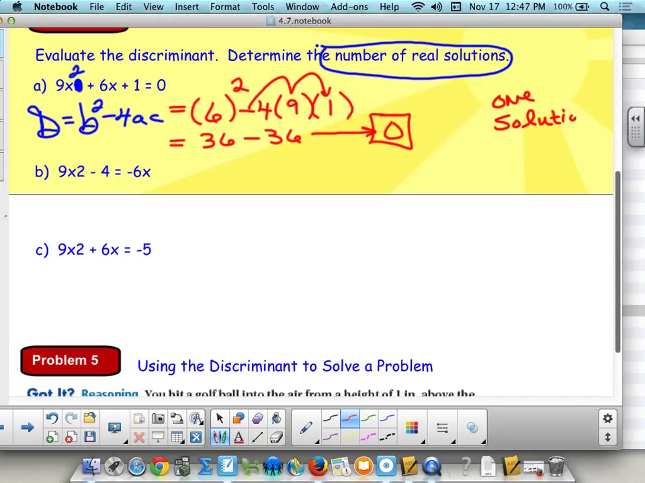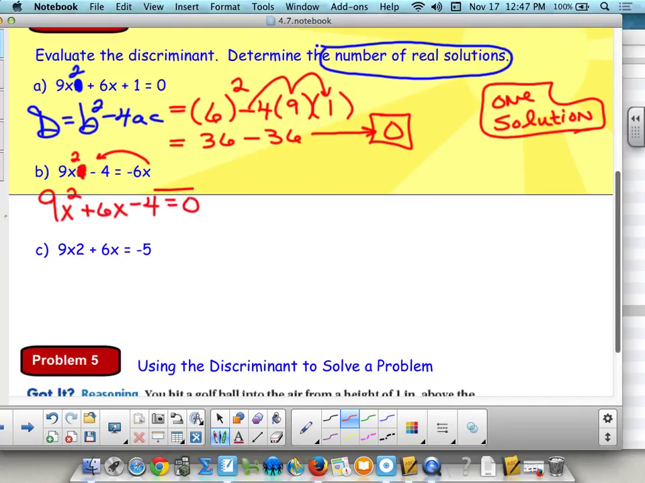Now, if I asked you to go find that solution, how would you find it? Quadratic formula. I'm not asking you to find it. I'm just saying how many. Just 1. Okay, do the next one, and then do the next one, and we'll pump these out pretty quick. Remember, put it in standard form first, then work out the discriminant.